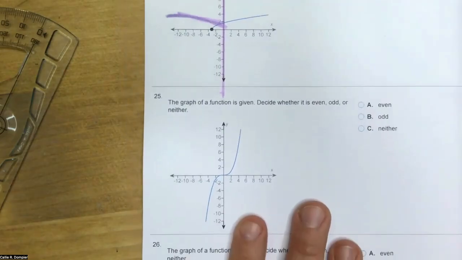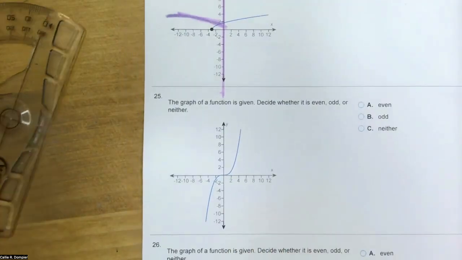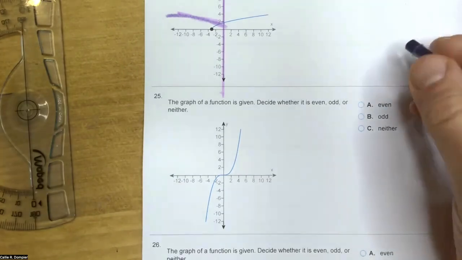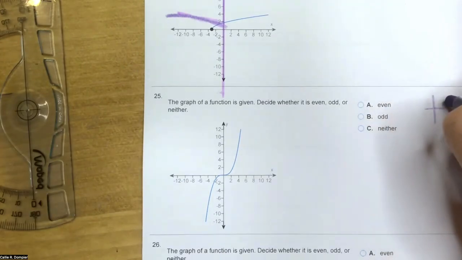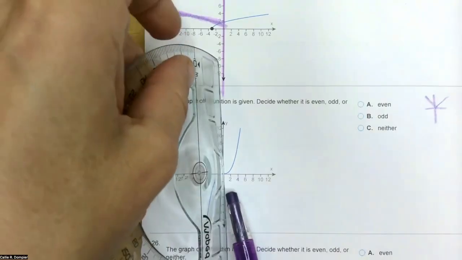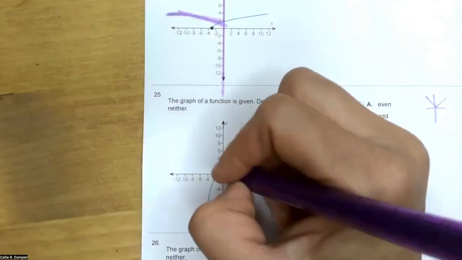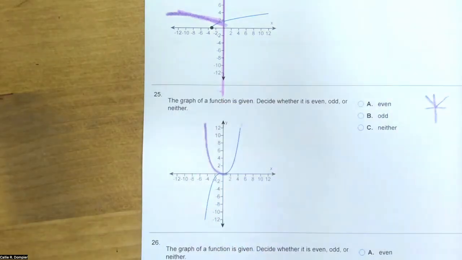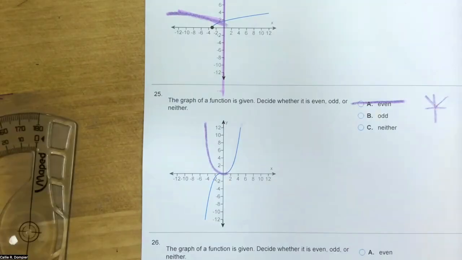All right, same thing. I'm holding up a mirror to determine whether it's even. If it's even, it needs to match both sides like that, for example, right? If I hold up a mirror, what does it need to do on the other side? It needs to come up on the other side. So that would be even. It's not even. Is it odd?